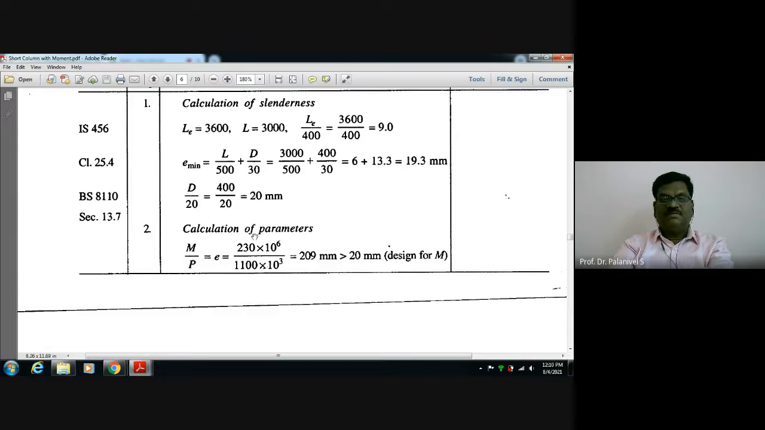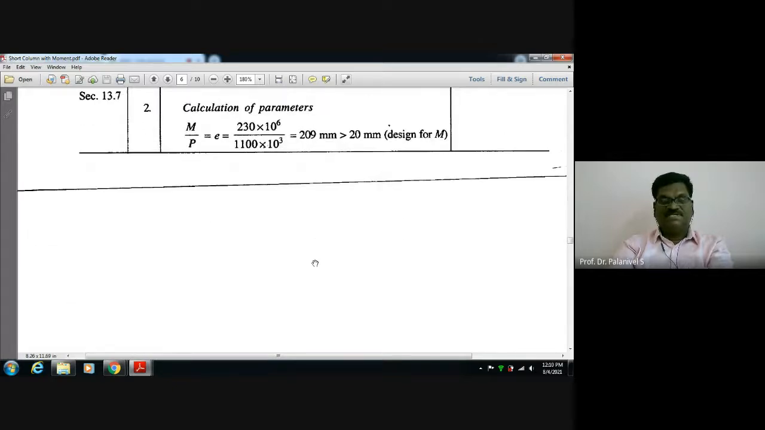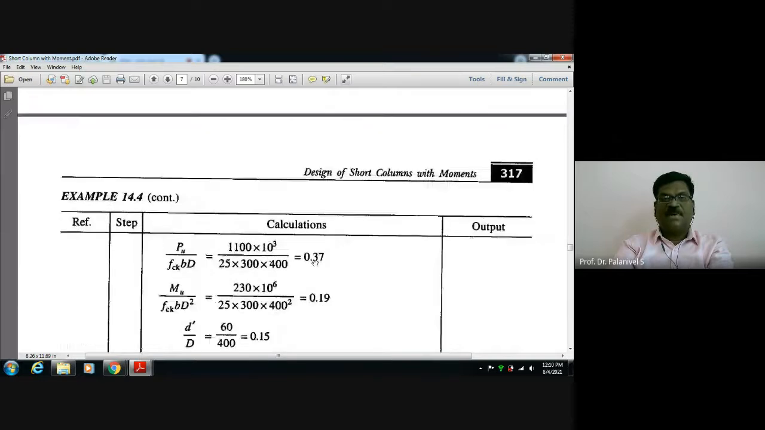See, the load is applied with this much eccentricity, so it's not within 20 mm. If it is within 20 mm, you need not design for moment; you can design only for axial load using the short column formula with axial load alone. But it is more than that, so you have to go for the interaction diagram. For both axial load and moment, it has to be designed, right? So you have to calculate certain parameters.